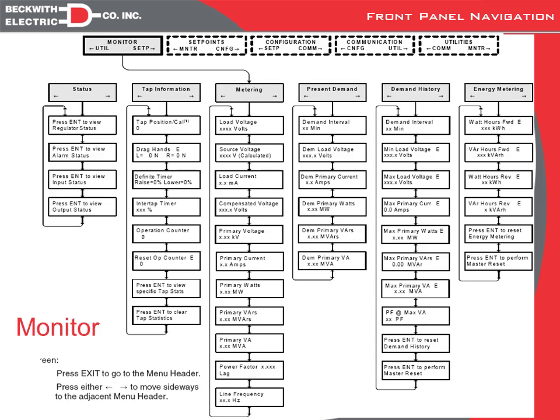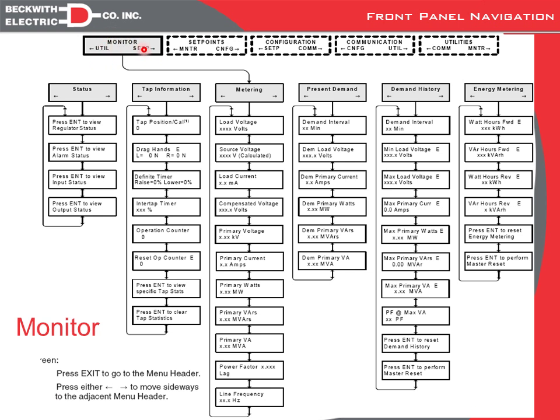Now, the menu itself, starting at the home page, we have hot links, which are each of the navigation buttons. So you can see we had the monitor button, the set point button, the configuration button, the communications button, and the utility button. If I hit one of those, for instance, the monitor button from the home screen, this is the screen that would show up next. It would tell me that I'm currently in the monitor section.